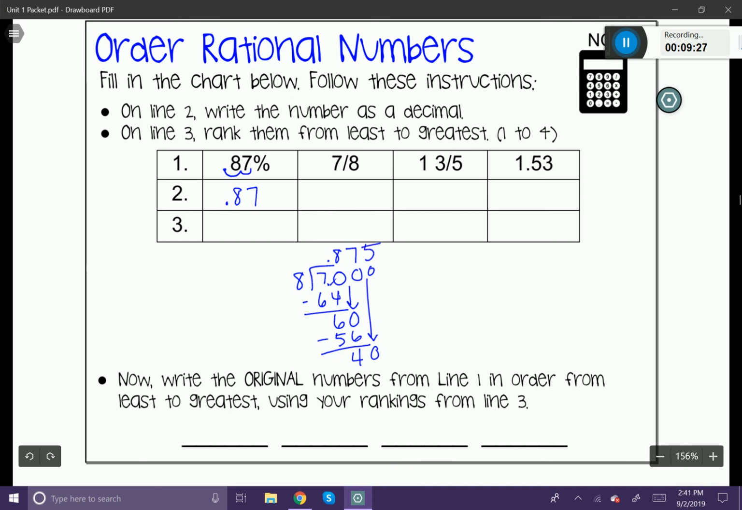And that's going to be 5. So that's going to be 0.875 is going to be my decimal.